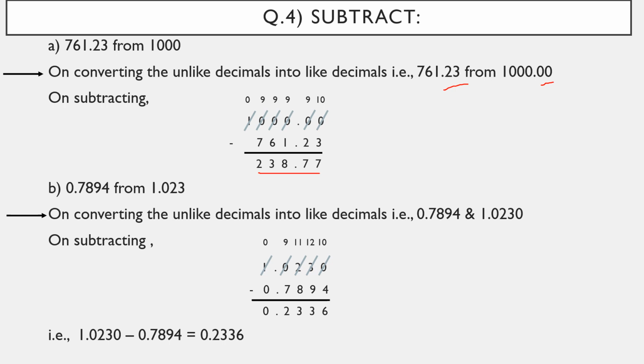I'll see the next problem. B1, subtract 0.7894 from 1.023. So first we'll convert these unlike decimals into like decimals. See, that is 0.7894 and 1.0230. So here decimal places are 4. Both of them are having decimal places up to 4. So we'll subtract now. So on subtracting, 1.0230 minus 0.7894, by regular subtraction we are getting 0.2336.